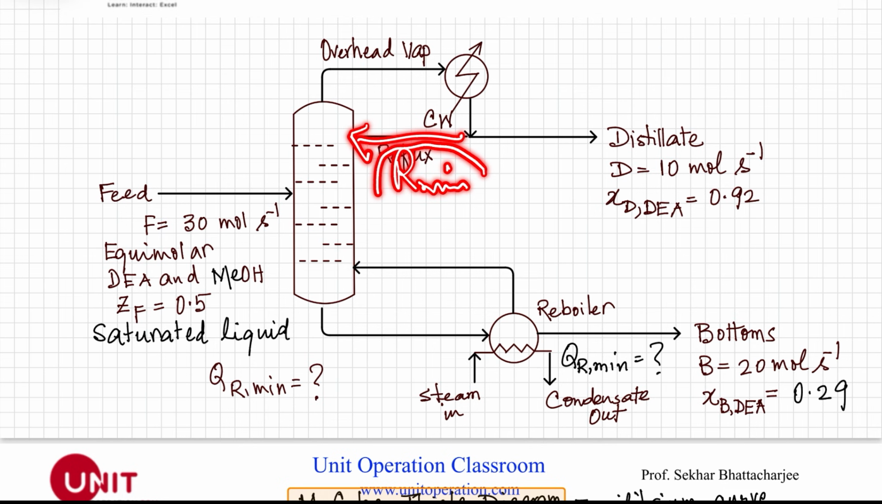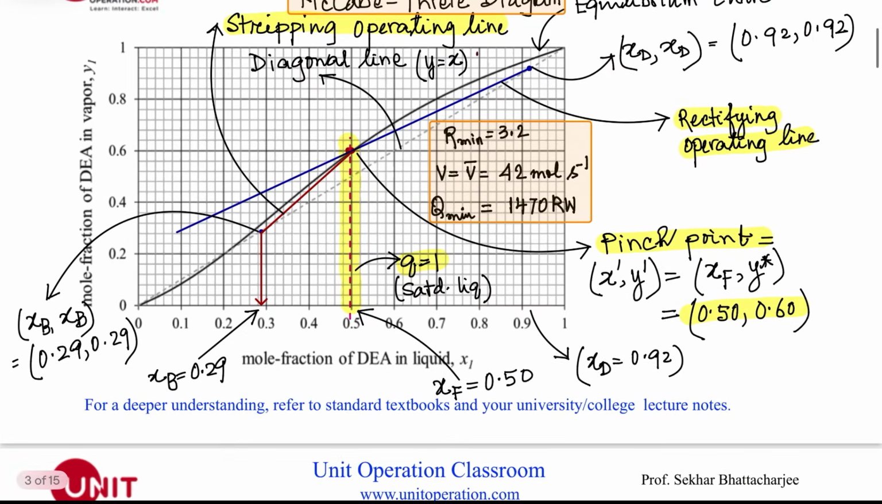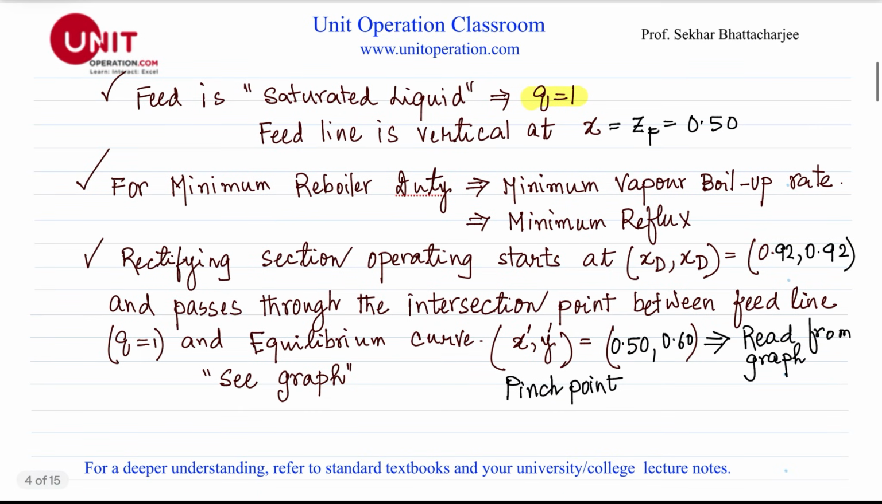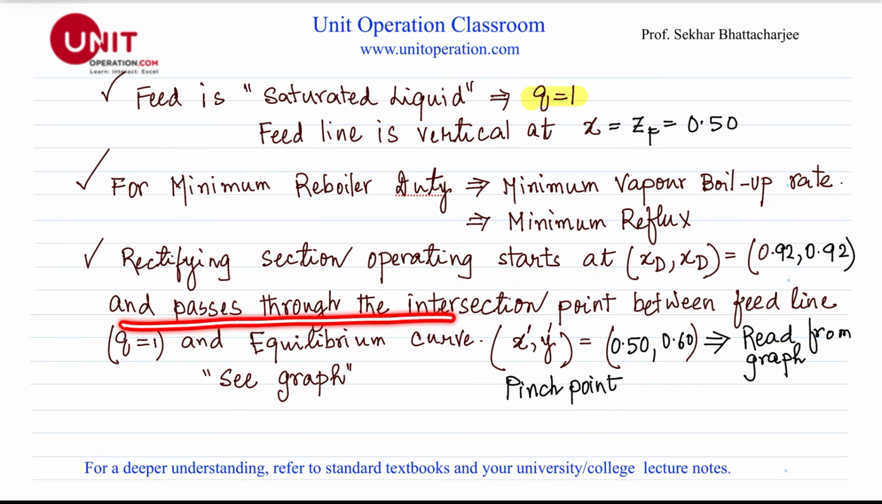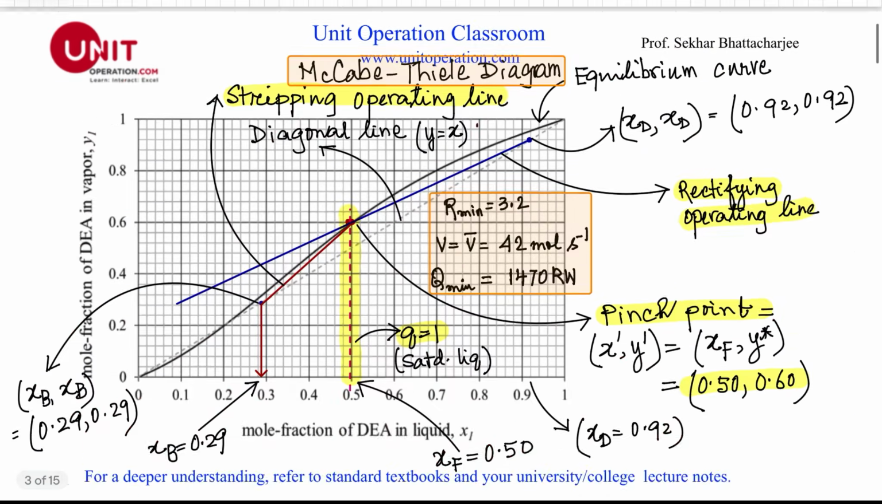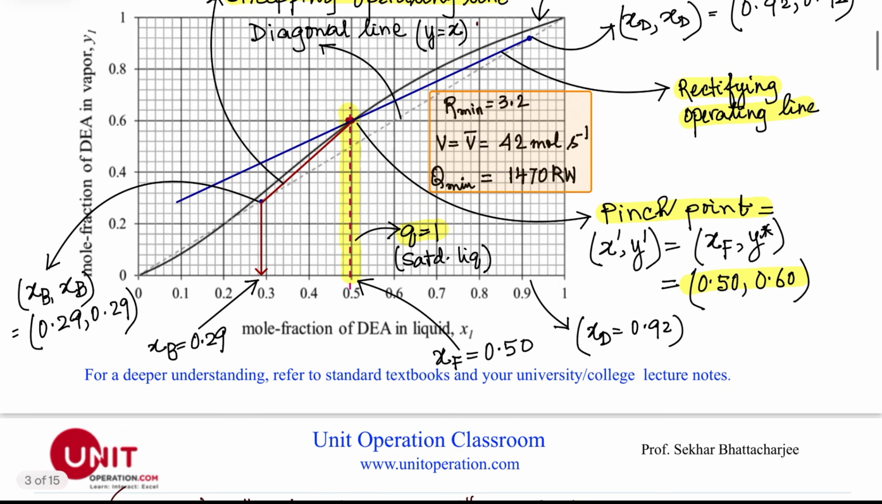So the problem essentially reduces to finding first the R minimum, the reflux ratio. Also, the rectifying section operating line starts at xD, xD. This is very standard, 0.92, 0.92, and passes through the intersection point between the feed line, q equal to 1, and the equilibrium curve. So first we identify this point, 0.92, 0.92, xD, xD here, and this of course is the xB point.